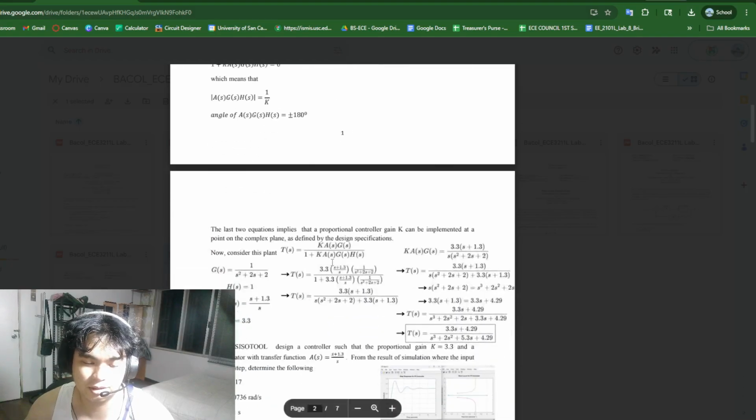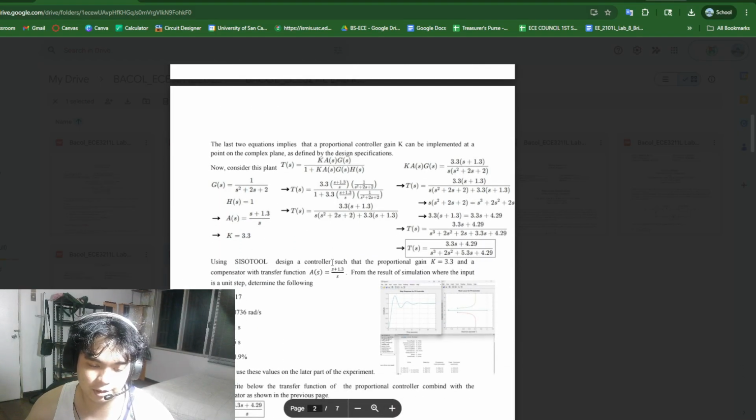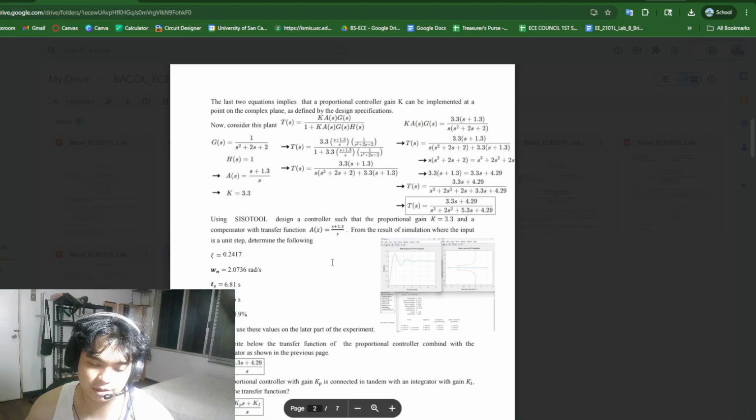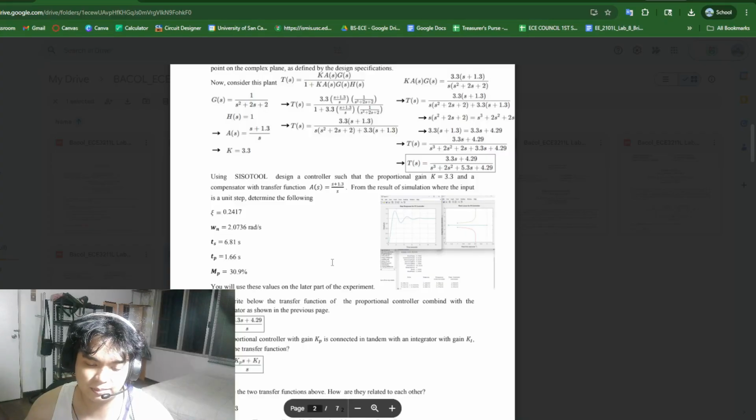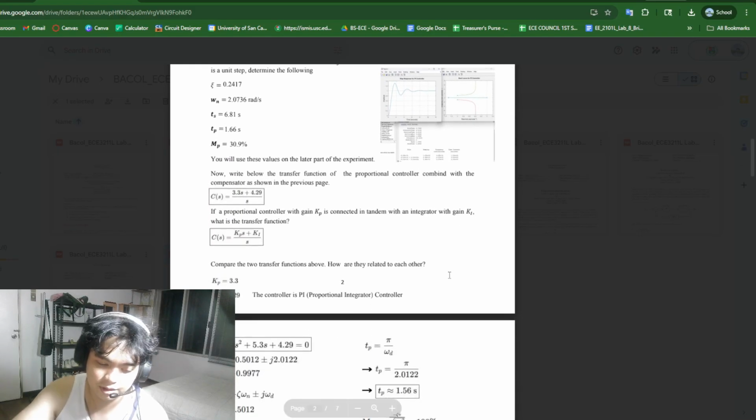For this experiment, I used the given plant transfer function and applied the controller design concepts using proportional gain compensators. So for the first part, I designed the PI controller using a proportional gain of K equal to 3.3, and the compensator A of S is equal to S plus 1.3 over S. Over the simulation output, I recorded the damping ratio, natural frequency, settling time, peak time, and percent overshoot. The controller function became 3.3 S plus 4.29 over S, which shows that it behaves as a PI controller.